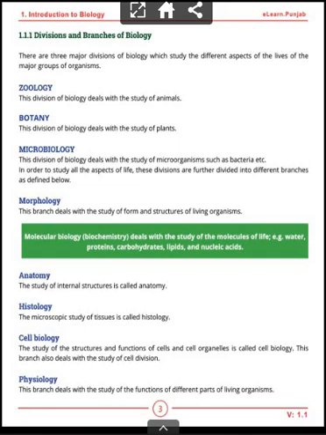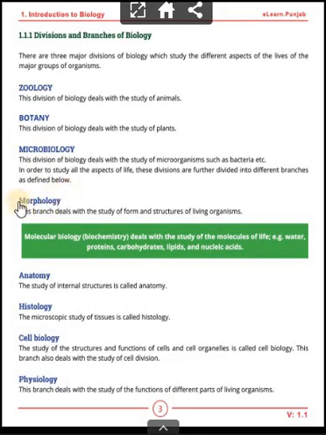Then the third division is microbiology. In microbiology, the word micro shows that it is related to microorganisms. So when we study microorganisms such as bacteria, viruses, and protozoans, these can be studied in a separate division, that is microbiology. Further, if we go on, there are some more branches of biology.